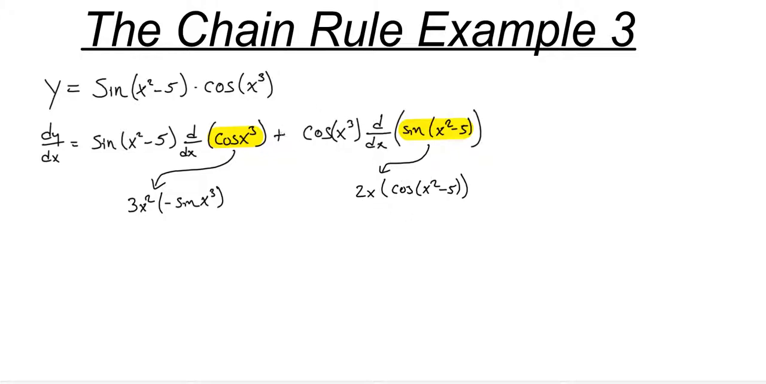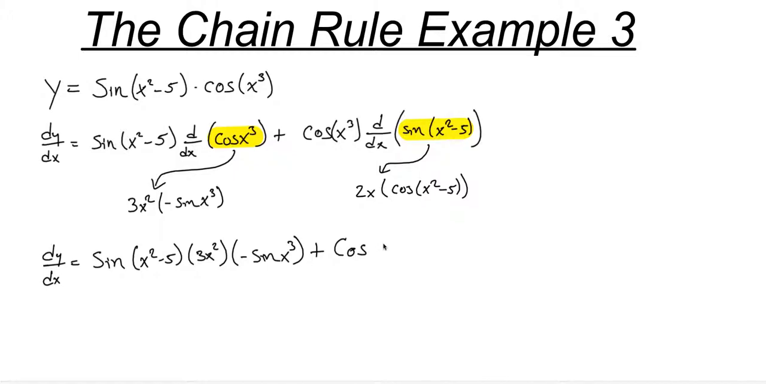So now if we're going to take these and plug them back into this long formula here to see what we have, we can now say that dy dx is equal to the sine of x squared minus 5 times 3x squared times a negative sine of x cubed plus the cosine of x cubed times 2x times the cosine of x squared minus 5.